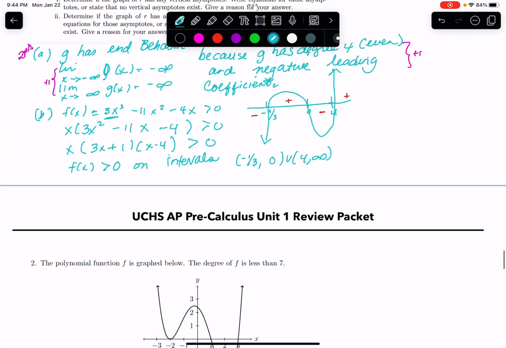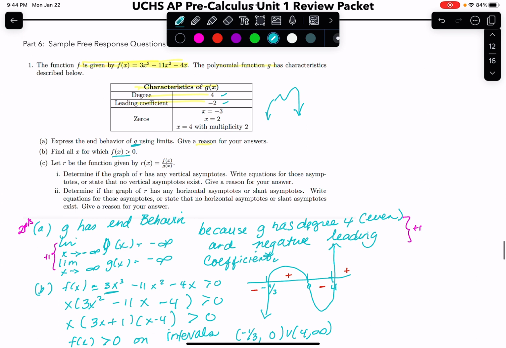All right. So now I'm kind of out of room for C. I'll do C up here. So let's get rid of that. C has 2 parts, so C1. We have another function, R, that's making it the rational function of f of x over g of x. So it's saying, determine if the graph of R has any vertical asymptotes. Write equations for those asymptotes, or state that no vertical asymptotes exist. Give a reason for your answer.